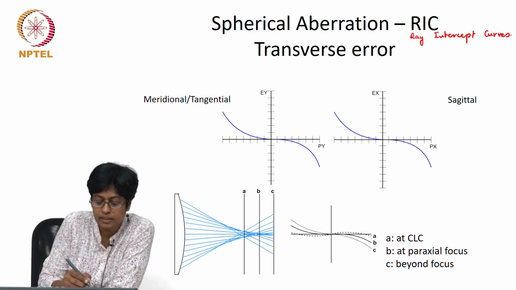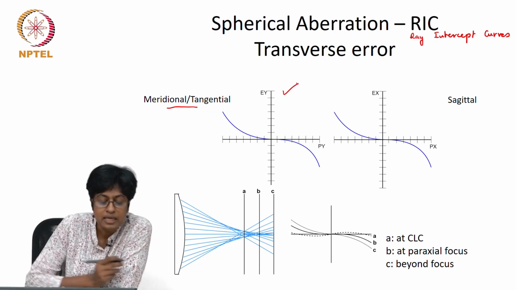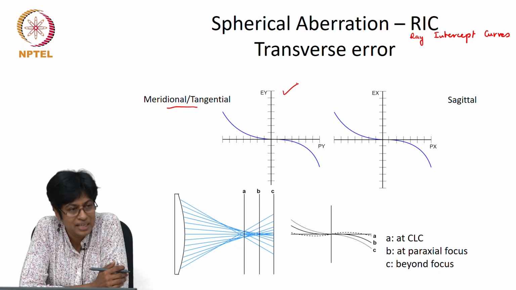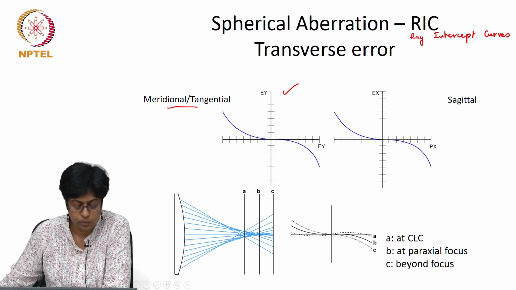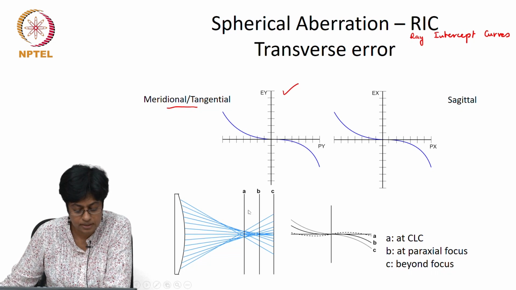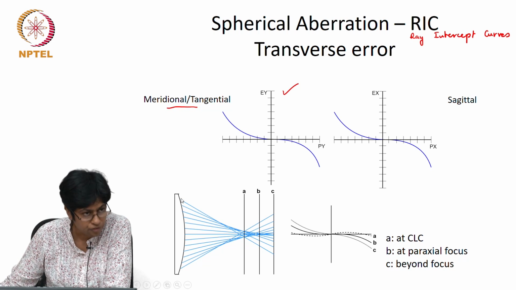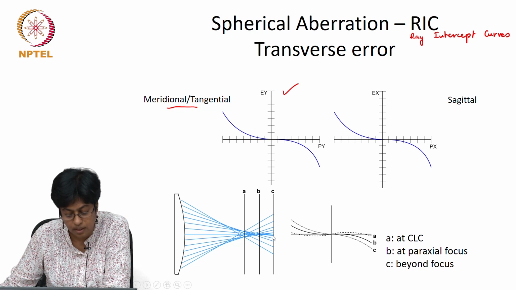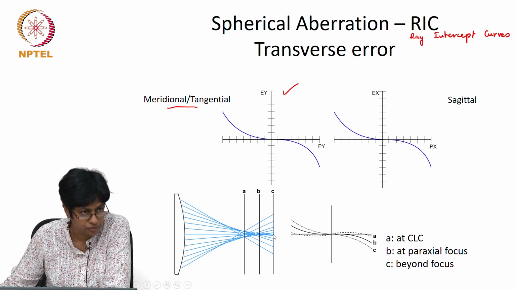So what is plotted here, this figure, is a curve for the meridional rays. Now, let's look at the figure below here. We have a convex lens. The rays from further away from the optical axis have been focused closer to the lens. Those closer to the axis are focused further away from the lens, right?